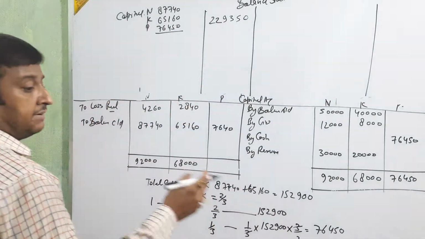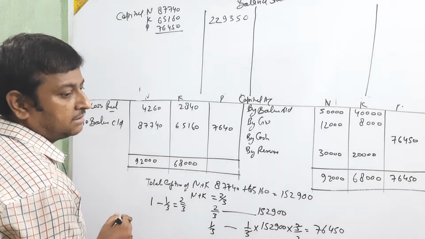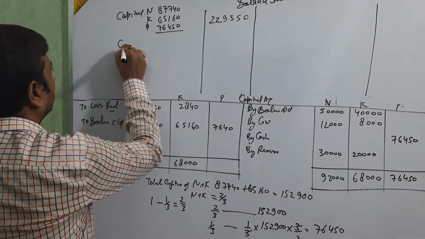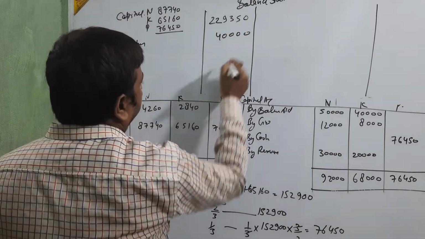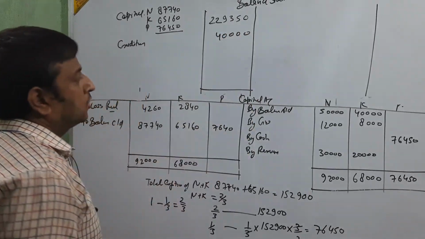2,29,350. Anything is given on the liability side? Yes. Creditors. 40,000. Amount is 40,000. Anything else? No. Okay. Go for the asset side.